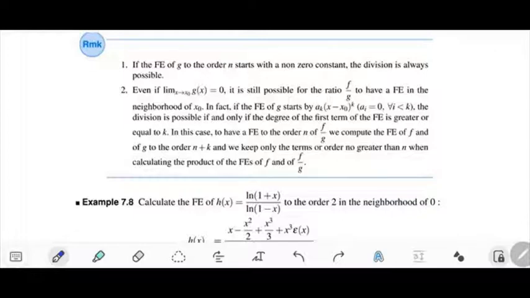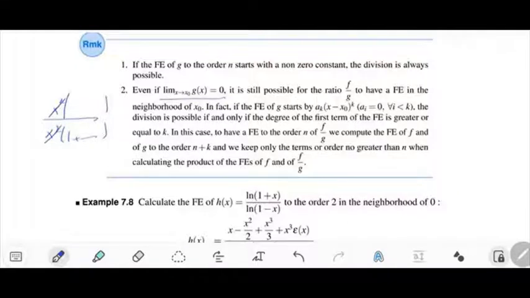Then even if the limit of g of x when x tends to x0 is 0, then the denominator will be starting by x at least, or x^2 or x^3. Then in this case, the division is possible only if the numerator also starts by x. So if down there it's starting by x^2, the numerator should be starting by x^2. Otherwise the division is not possible. Because if this is the case, we can take x^2 as a common factor up there and in the denominator as well, and then simplify these x^2's, and I will have 1 plus something in the denominator again.